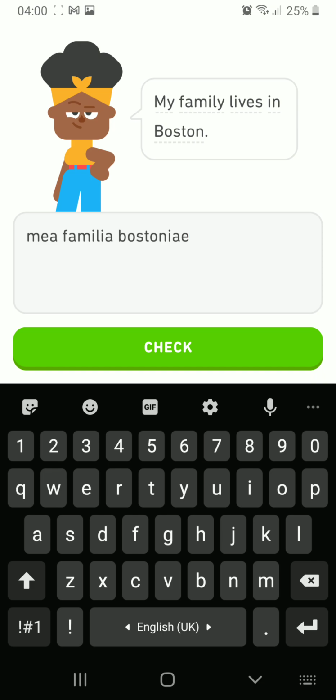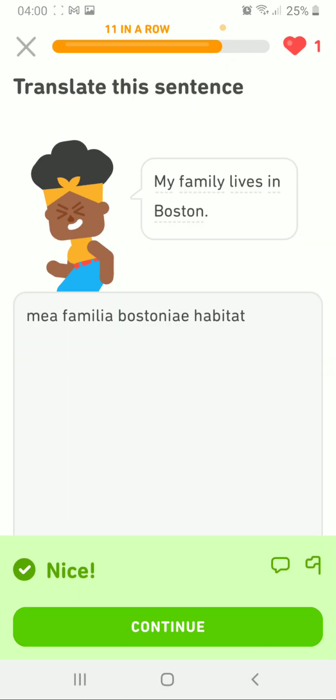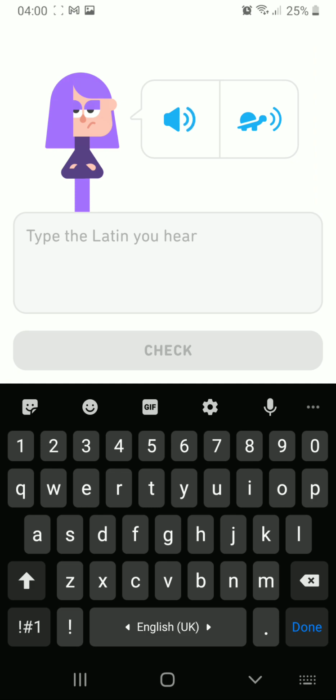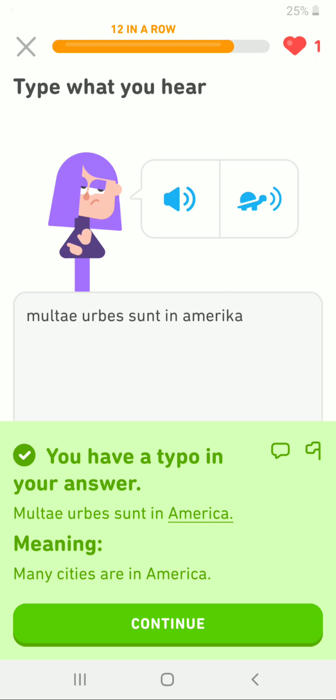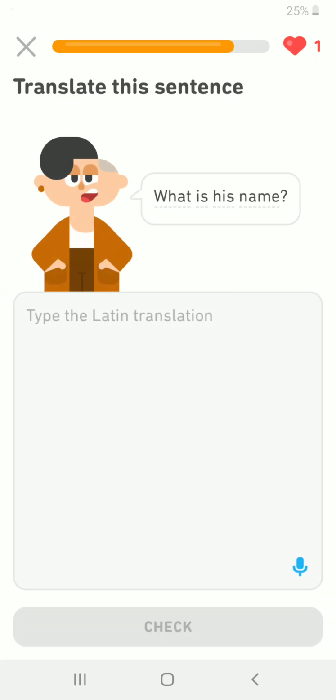Bostonia. Habitat. It should be habitat. Multae urbes sunt in America. Multae urbes sunt in America. Urbes, yeah, cities. Sunt in America. America with a K or with a C? With a C, just like in English.